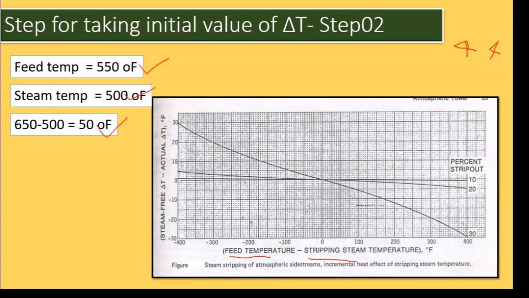It should be 550 minus 500. So obviously the difference is 50 degrees Fahrenheit. So at 50 degrees Fahrenheit, we can draw a line on the x-axis. Now come to these different constant curves.